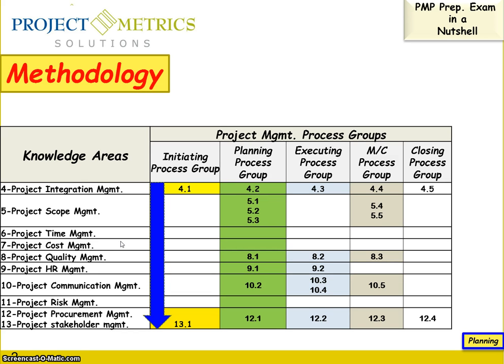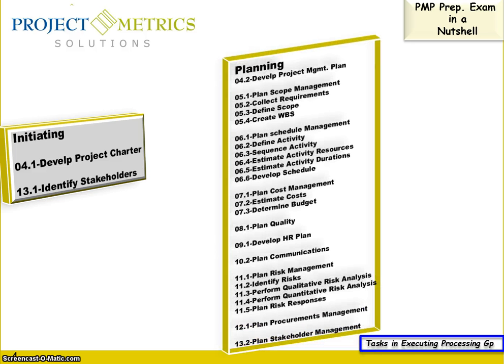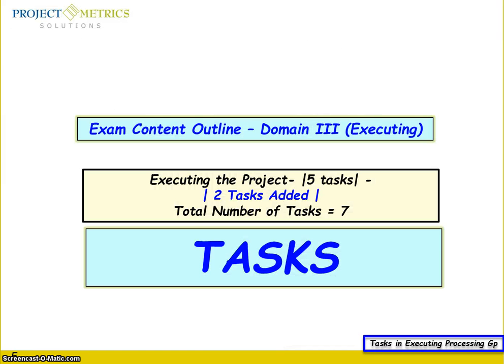Our methodology is to follow the process groups, not the knowledge areas as you see them in the PMBOK guide. So we started with initiating, then we go to planning, until we finish with the closing process group. In the last sessions we covered the initiating and planning process groups, and this time we are going to talk first about the executing process group, but first about the tasks.